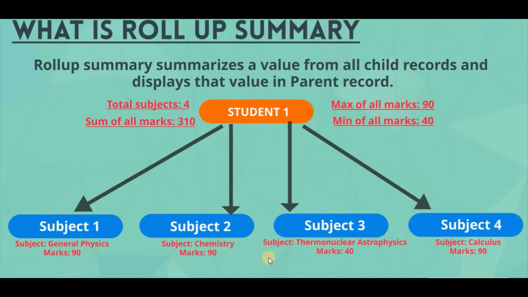In summary, rollup summary fields will calculate the count of all child records or the sum of a given numeric field, in this case marks. It's a numeric field, right? In the same way, the maximum of a numeric field and the minimum of any numeric field. It can be marks or it can be amount, it can be age, etc.